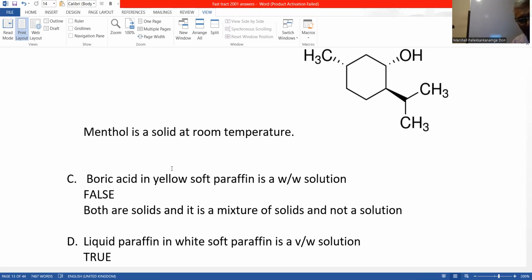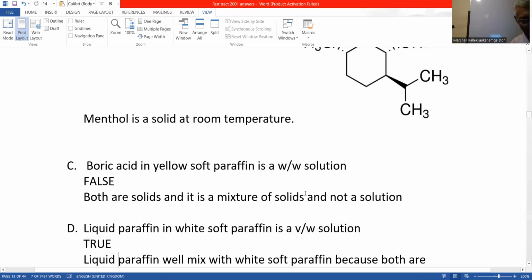Liquid paraffin in white paraffin is a volume by weight. That is true, because liquid paraffin is a liquid and white paraffin is a solid. So you add liquid to the solid and make the mixture. So it is volume by weight you get.